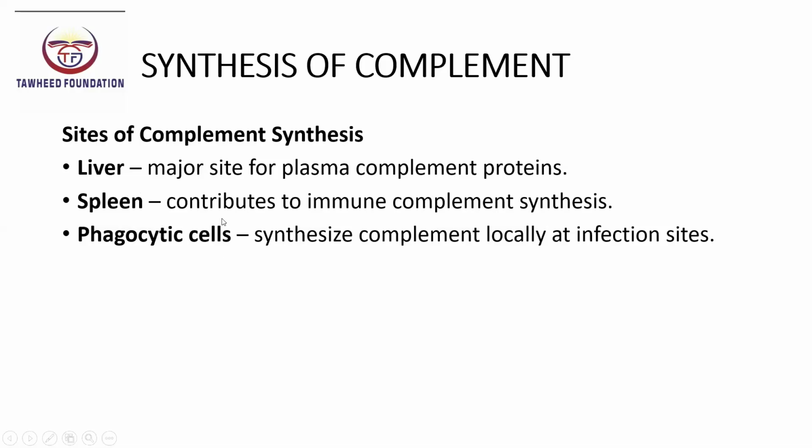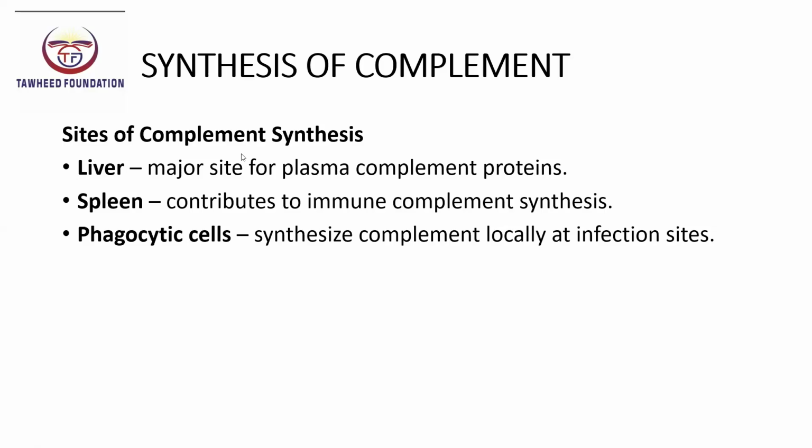In addition, phagocytic cells such as macrophages and monocytes can produce complement proteins locally at infection sites, providing rapid reinforcement of immune defenses directly at the site of pathogen invasion. So, the sites of complement synthesis are three types: liver, spleen, and phagocytic cells. Liver is a major site for plasma complement proteins. Spleen contributes to immune complement synthesis. Phagocytic cells synthesize complement locally at the infection site.